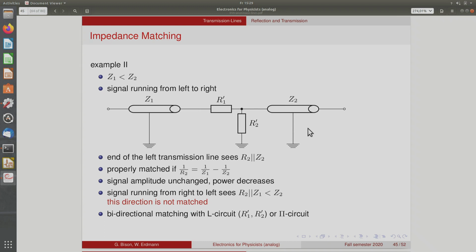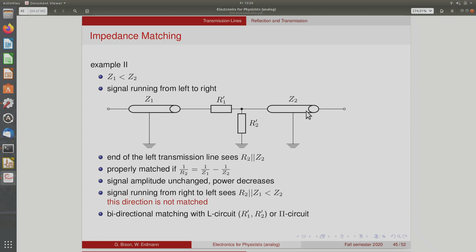When you choose the values here properly, the parallel circuit consisting of Z2 and R2, in series with R1, has to match the impedance Z1, and vice versa. The circuit that has Z1 plus R1 in parallel with R2 has to match Z2. Now you have 2 degrees of freedom, and you can make it match for both directions. That's why you need two resistors, and that can be done. This is called an L circuit, where you have bidirectional matching.